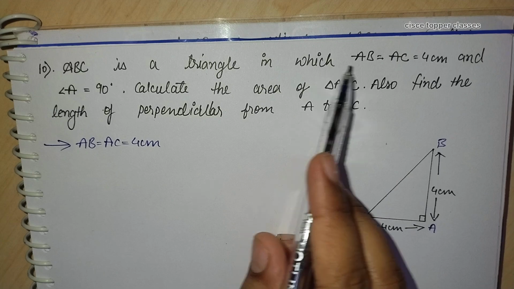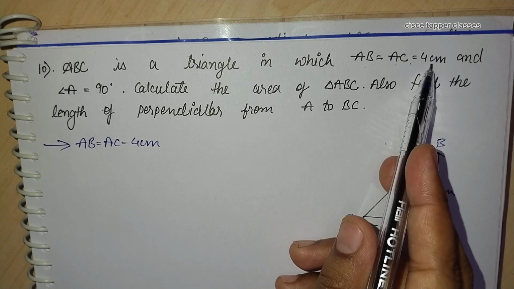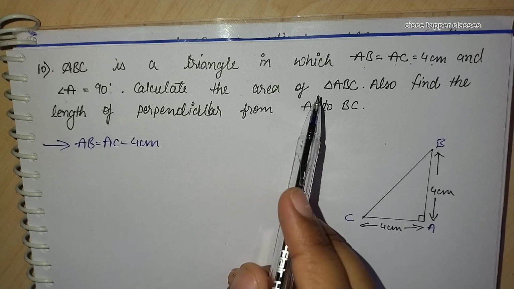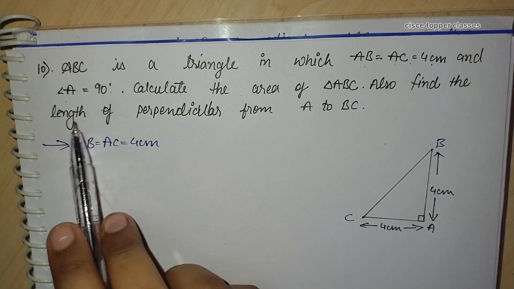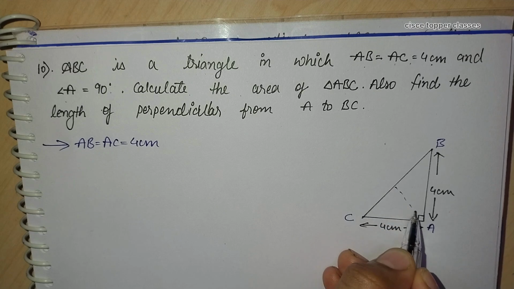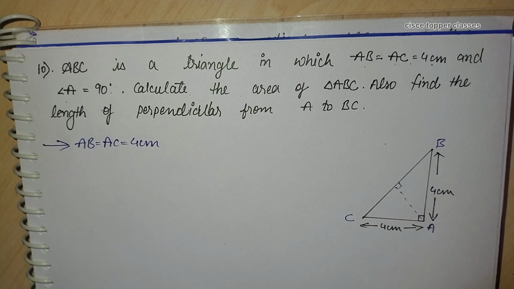ABC is a triangle in which AB is equal to AC. This is 4 centimeter and angle A is equal to 90 degree. We have to calculate the area of triangle ABC. We have to also find the length of the perpendicular from A to BC. Like this, let the perpendicular be here.